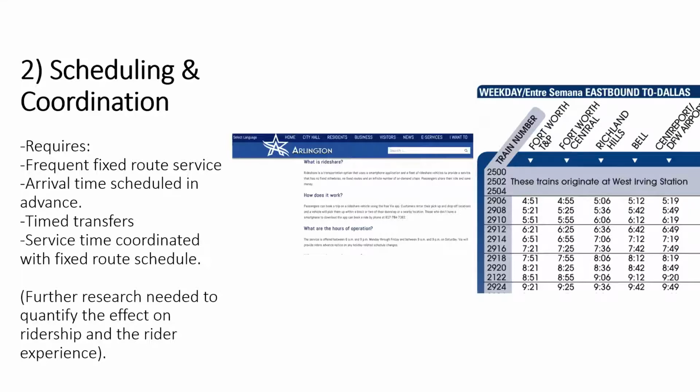So this is especially an issue in situations where you don't have very frequent fixed route service that you're trying to feed into. In the DART case, they do have better coordination, but also the light rail is running every 15 minutes, so it's not as much of a problem. So there are ways to overcome this, like being able to call the vehicle to come at a specific time, that have not been implemented yet, but conceivably could be.